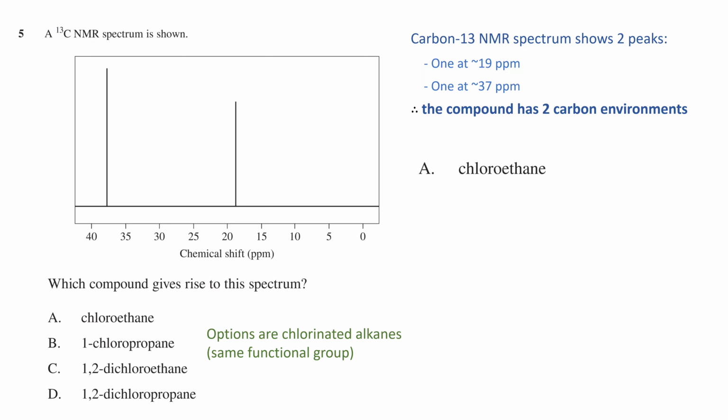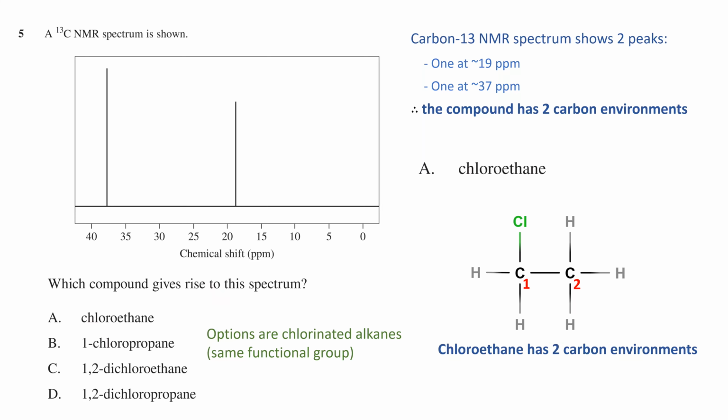Looking at option A, chloroethane, we can draw out the structure and label the first carbon as number 1. We see it has a chlorine, 2 hydrogens and a CH3 group attached. The other carbon is different as it has 3 hydrogens and a CH2Cl group attached. Therefore, we can label this as carbon 2. This means chloroethane has two carbon environments as each carbon has different atoms or groups of atoms attached. Therefore, option A is the answer.